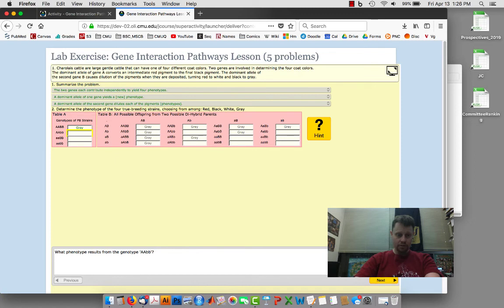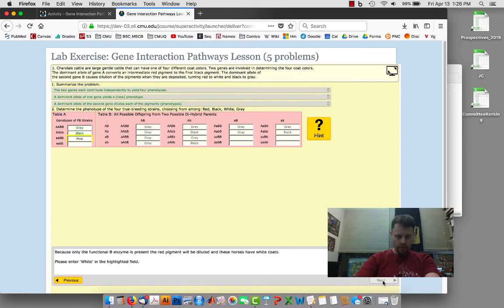What phenotype results from this? Maybe this is going to be black, I think. Yep. And then what phenotype results from this? This is going to be the diluted case, in which case it's pink. Nope, is that wrong? Okay, so I should get a hint, see what I've got.